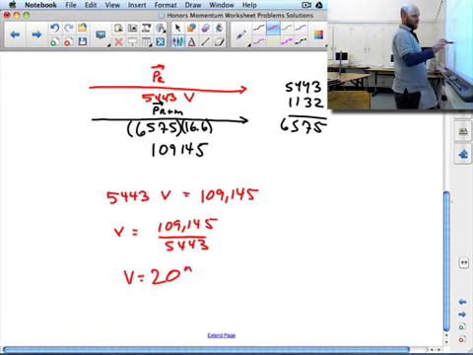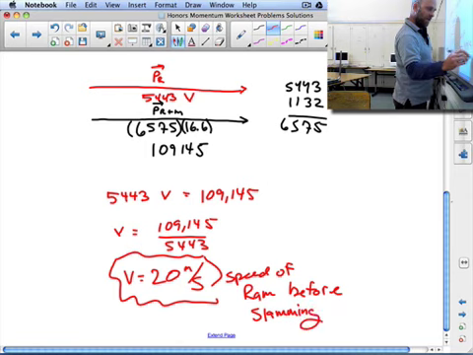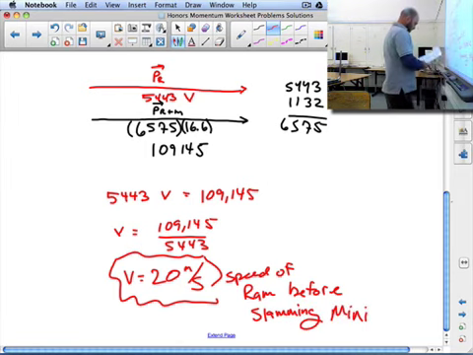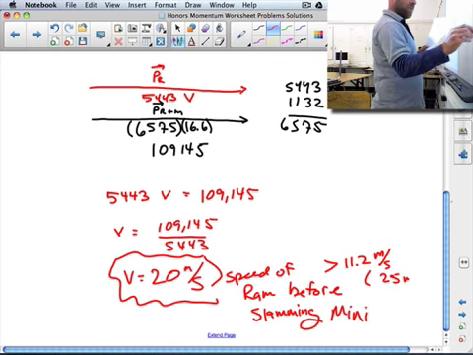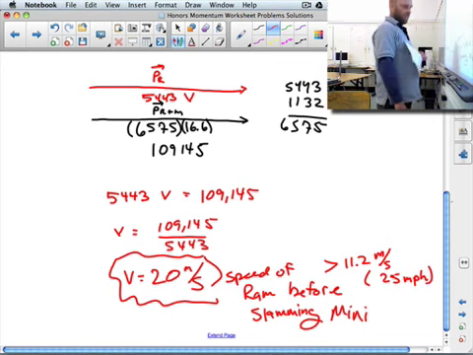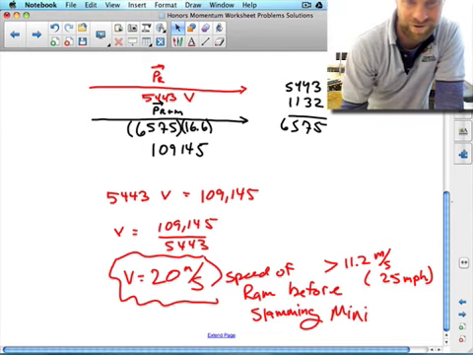This is the speed of the Ram before slamming the Mini. And it's greater than 11.2 meters per second, which is 25 miles per hour. So, yeah, looks like they were speeding, dude. Anyway, hope you enjoy the problem, and have a good day.